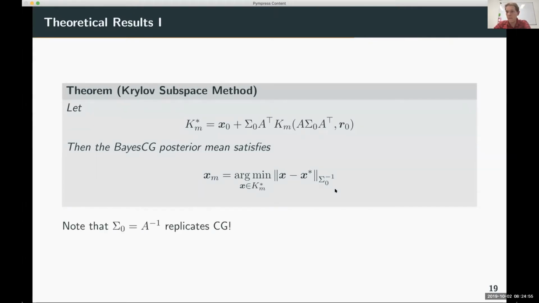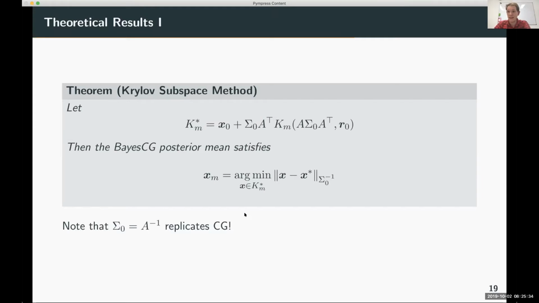But this gives us a nice property, which is a sense in which Bayes CG can be made to replicate CG. If we take sigma naught to be A inverse, then the sense in which the posterior mean is optimal coincides with the sense in which it's optimal in CG, because the term that pre-multiplies the Krylov subspace vanishes, as does the A sigma naught inside the Krylov subspace. And then the norm also coincides with the A norm, which is the sense in which CG's iterate is optimal. Furthermore, we can show that these search directions are the same if we take this choice.